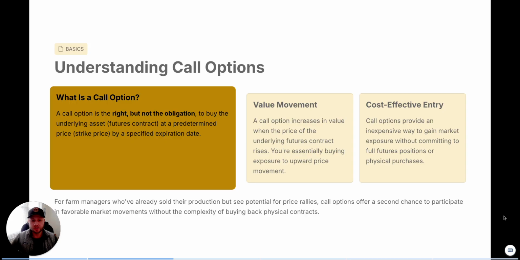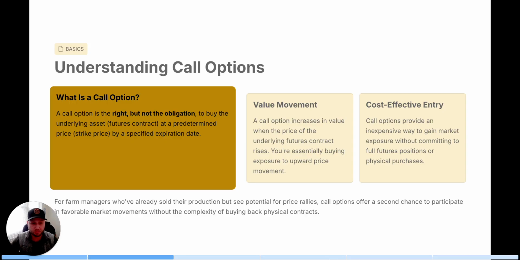For farm managers who've already sold their production, but may see a potential for price rallies, call options offer that second chance to participate in these favorable market outlooks. And it's without the complexity of going out and trying to buy physical, maybe from someone else, or trying to buy physical contracts back from your previous sales.